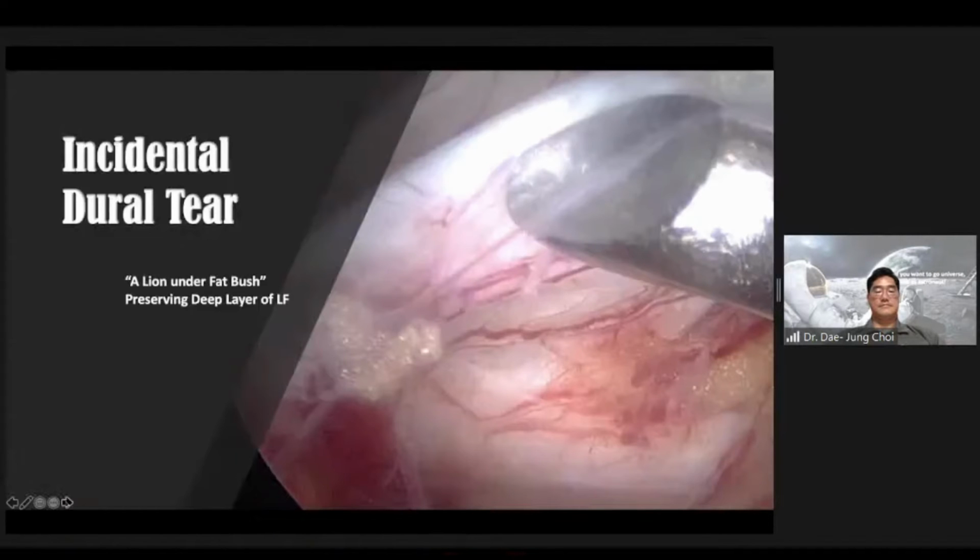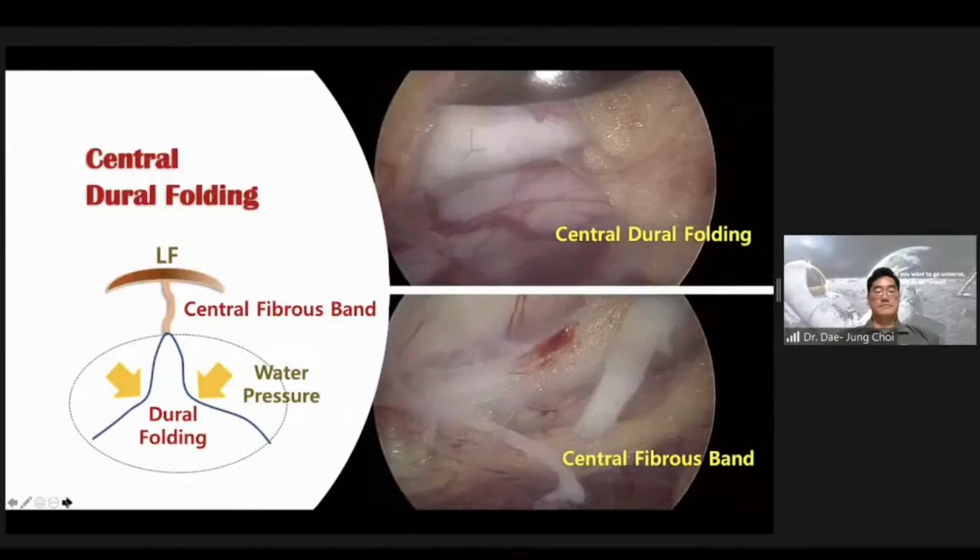The unique anatomy underwater in BESS is the central dura folding at the midline. Due to saline water pressure, the size of the dura is compressed, so there becomes a dura folding at the midline, which is hidden under the epidural fat.